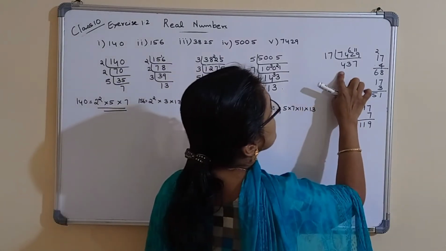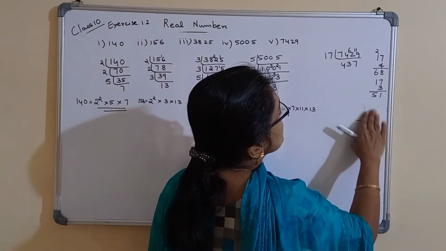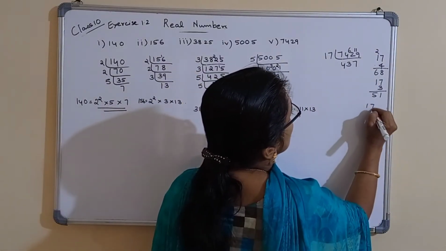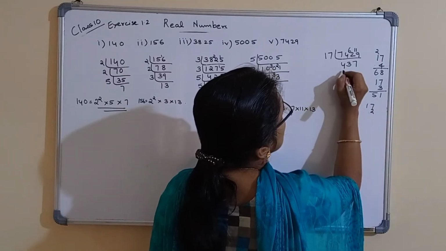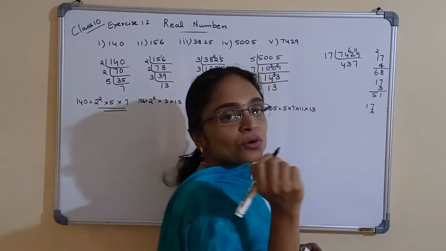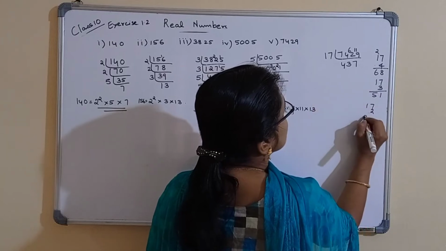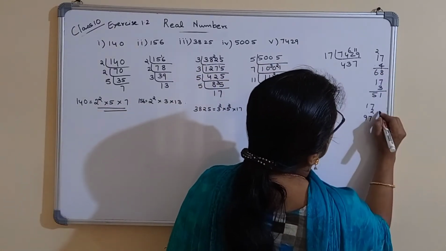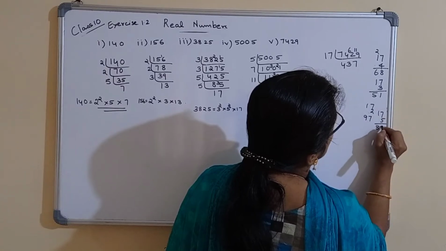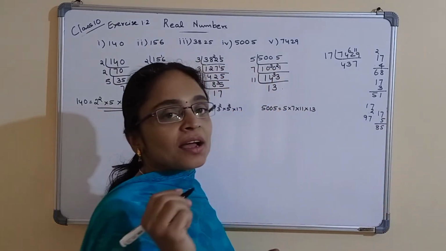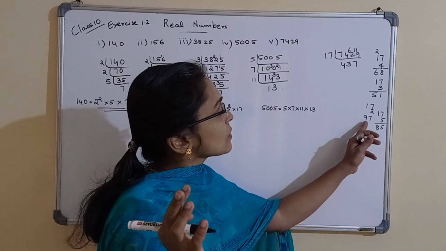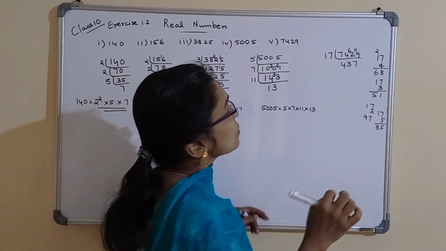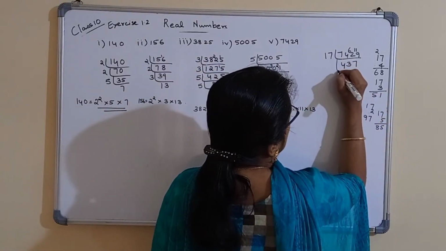Now we will check whether 17 is a factor of this. 17 into 2 is 34. So 34, you will get 9. 97. 17 into 5 is 85. Then 85 plus 17 is not 97, right? So 17 is not a factor.